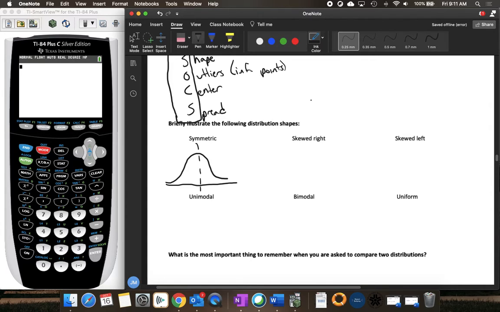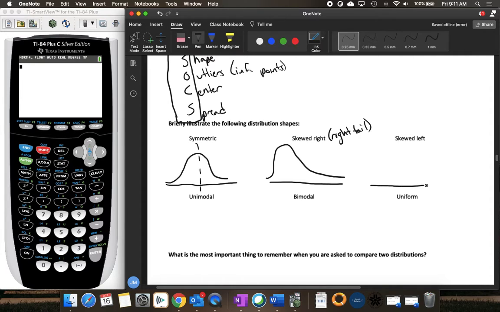The next is what's called skewed to the right. This is also sometimes called right-tailed. And right-tailed is probably the easier way to think about what that's going to look like. It's going to have kind of a bulk of data over here, and then have a tail that stretches out to the right. So most of your data is to the left, but then you've got this tail to the right. That's going to be what skewed right looks like.